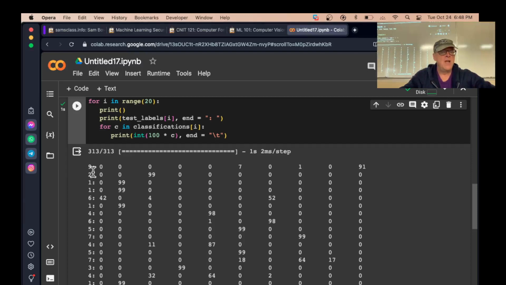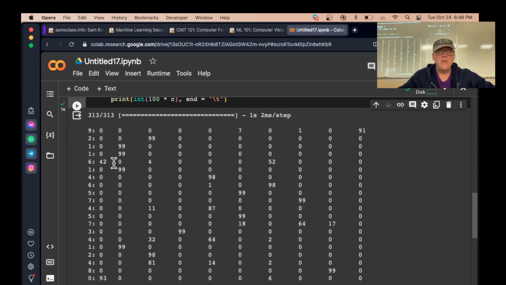So the first one, the correct answer is 9. And as you can see, it was right. It has a 91% chance of being 9 and only a small chance of being anything else. So that was a correct prediction. Now you'll be able to find the incorrect predictions down here. Let's see, this 6 looks pretty bad. 0, 1, 2, 3, 4, 5, 6. Okay, it got the 6 right, but it had a hard time. It had a 42% chance of being a 0.